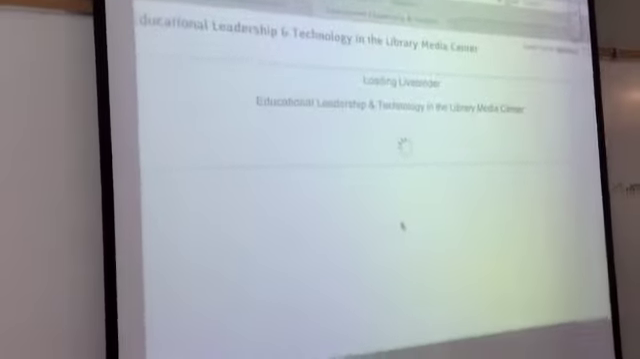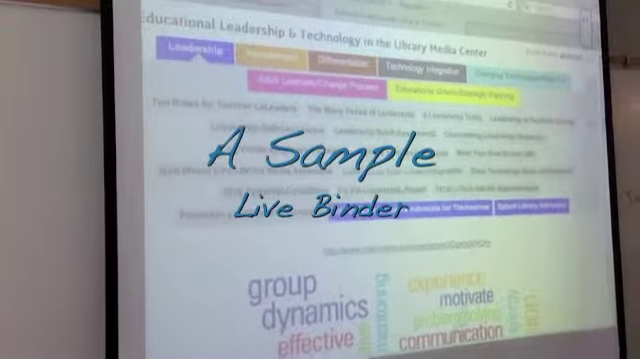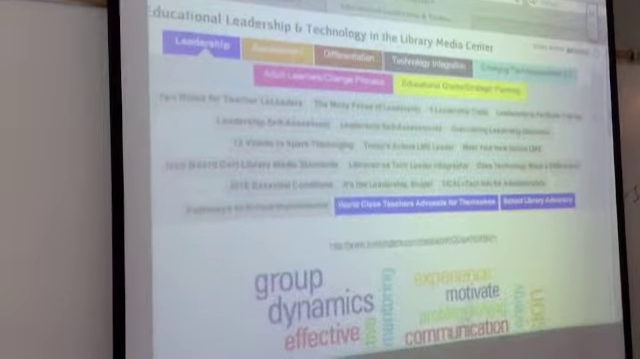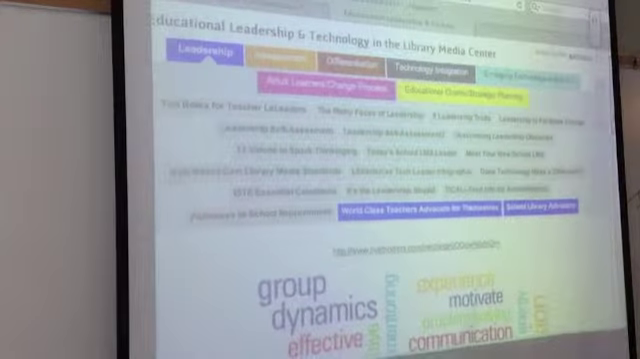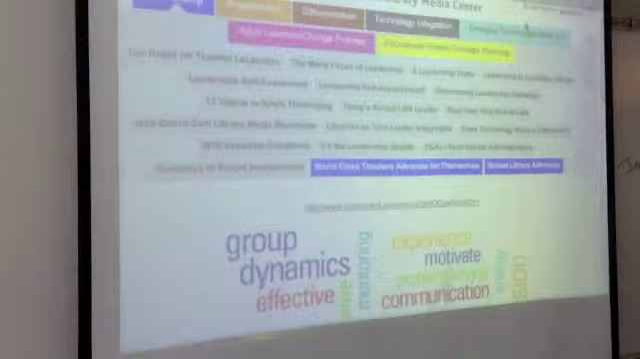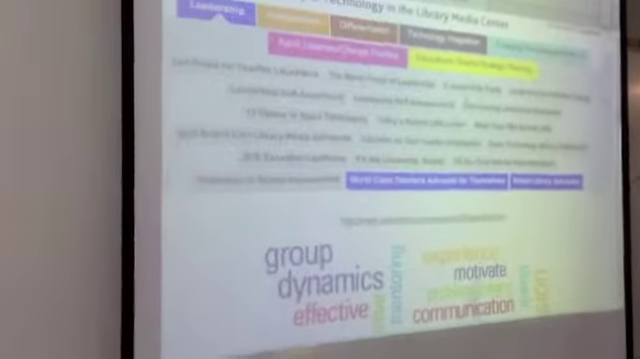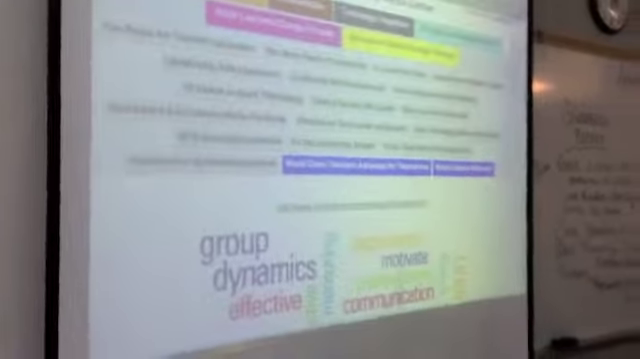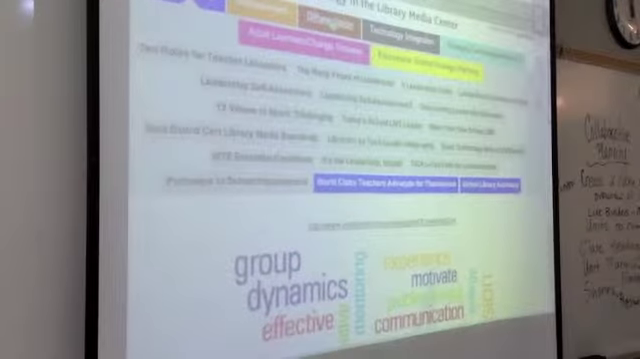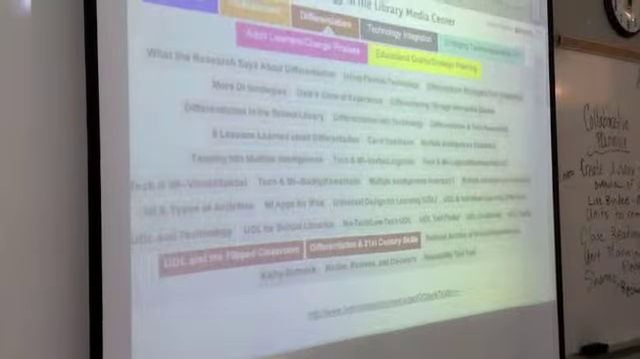I just created one this summer, let's see, okay, this one is just about educational leadership. See how I put the tabs across the top? So here are my tabs for the binder across the top, and under each tab are the documents contained under that tab. The overall binder is about educational leadership. But if you go to differentiation, which is one of my tabs, all of these are websites and documents related to differentiation.